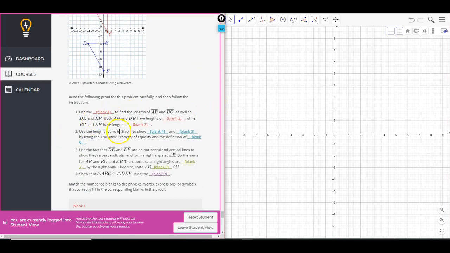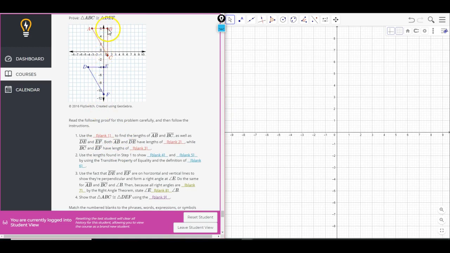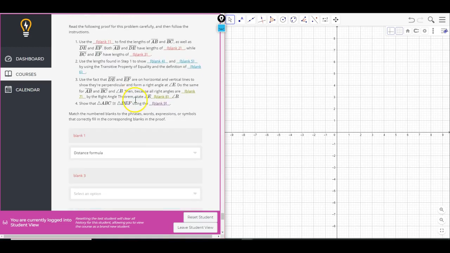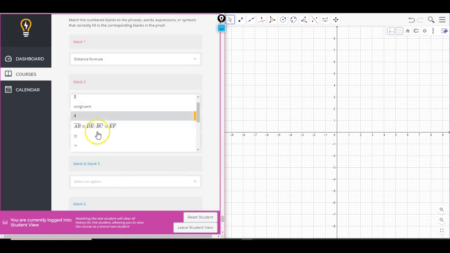Blank 3, BC and EF. Well, BC is vertical and EF is vertical as well. So we can just count those. So 1, 2, 3, 4, 5, 6, 7. And EF is also 7. 1, 2, 3, 4, 5, 6, 7. So blank 3 is 7.